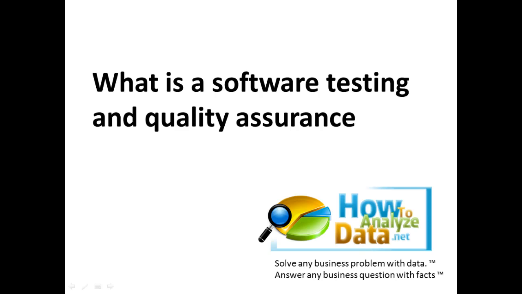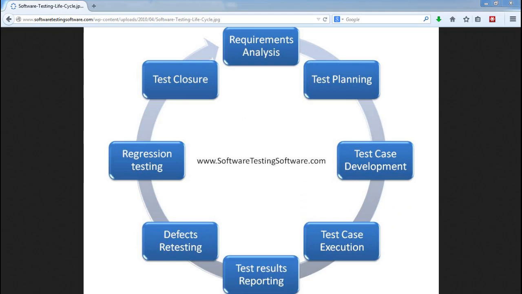In this video, we're going to look at what software testing and quality assurance is, and how the material that we'll cover in this course will benefit you for doing the work that you need to do. What I have on the screen is the diagram that shows the software testing process, and it shows major elements of what's involved in software testing. You see it starts with requirements analysis and ends at the test closure.